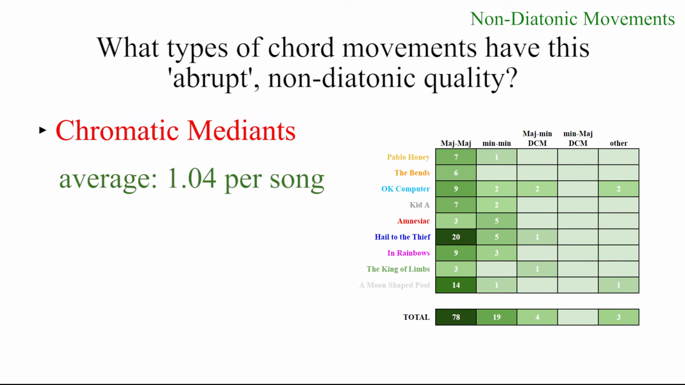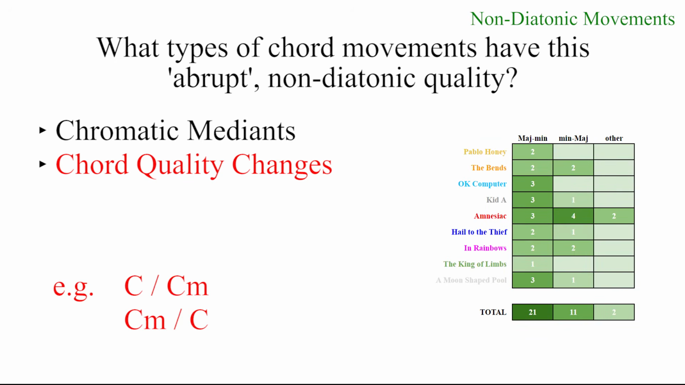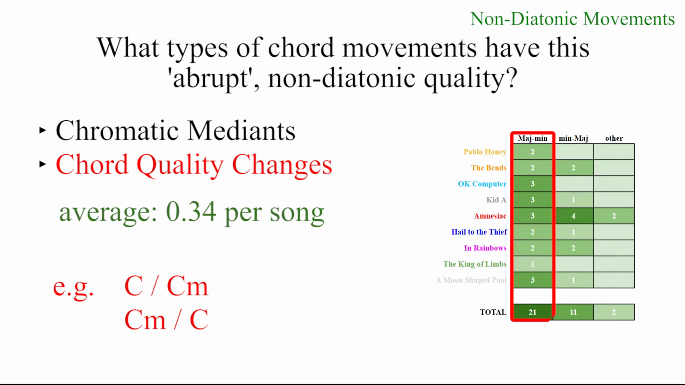Another somewhat common non-diatonic chord change is to directly alter the quality of the specific chord, generally playing it first as a major and then as a minor, or vice versa. Radiohead like using this chord change as well, though at an average of 0.34 uses per song, it's not quite as common as chromatic mediants. They also tend to use the major to minor version of this chord change somewhat more often than the minor to major version. The one exception to this is, once again, Amnesiac, which in addition to having the most direct chord quality changes, uses minor to major most often.